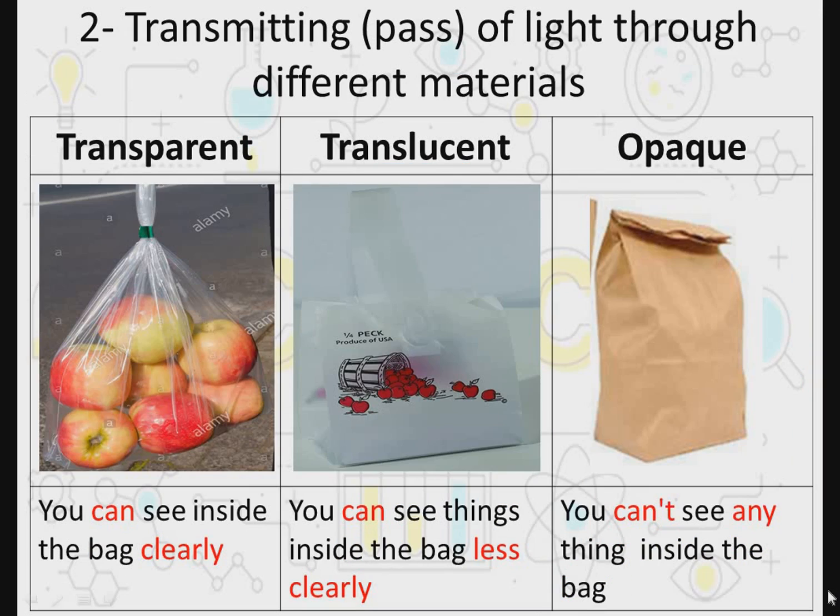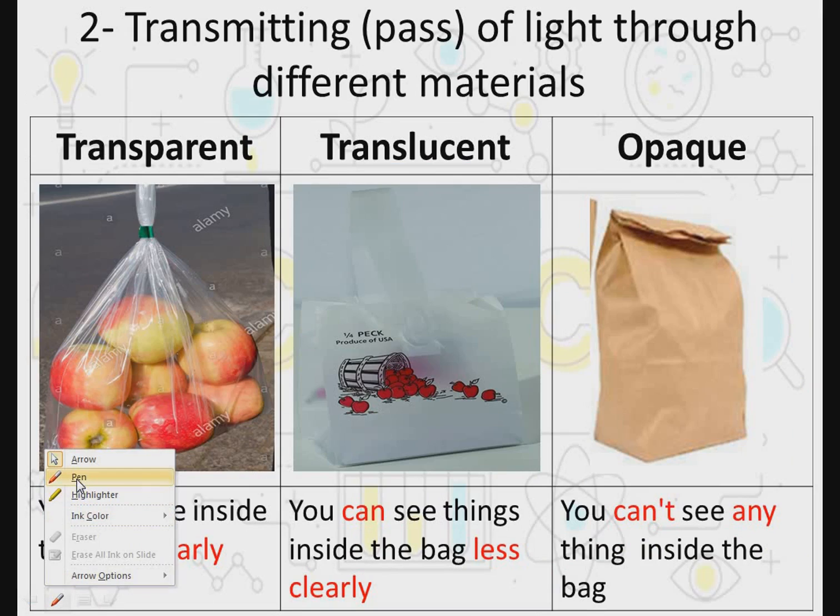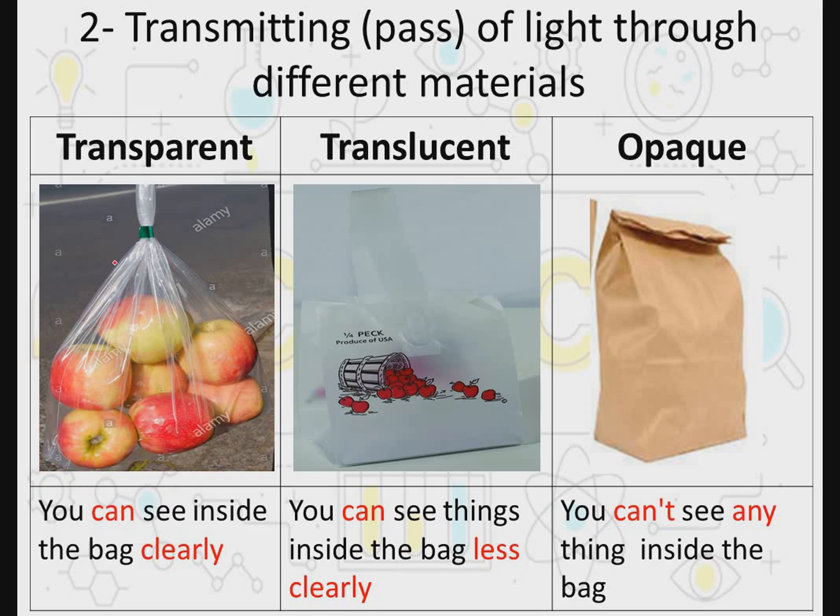Let's take another example. As we can see, we have three bags made of different materials. The first one is made of clear plastic, which helps you to see clearly what exists inside the bag, and this is a transparent material. The second bag is made of unclear plastic, as we can see. There is something red inside the bag, but you can't know what it is. This type is called translucent materials.